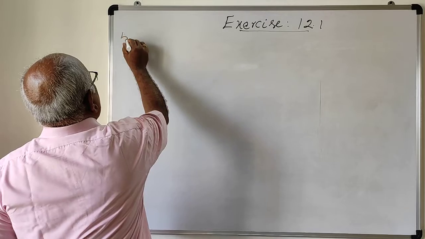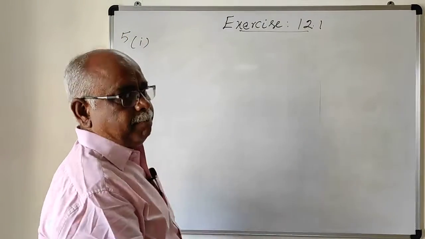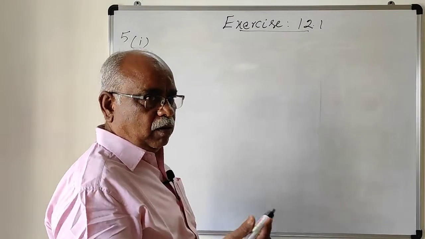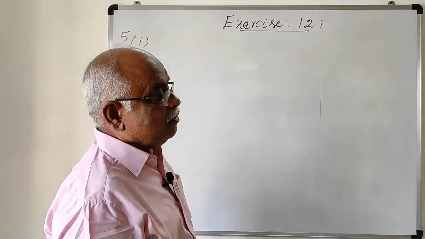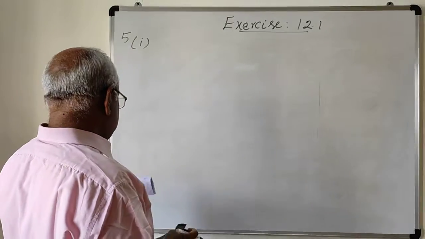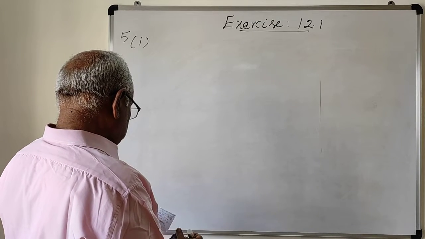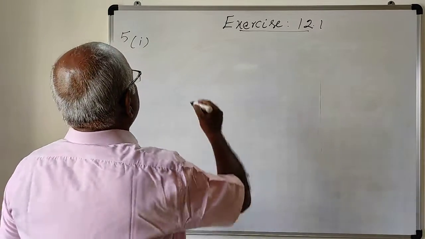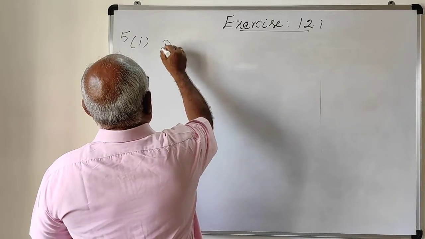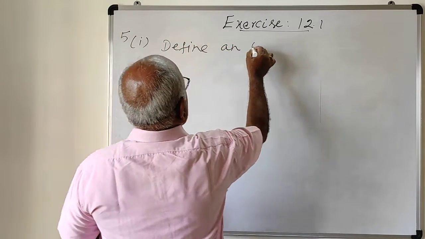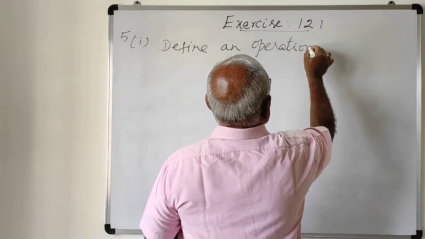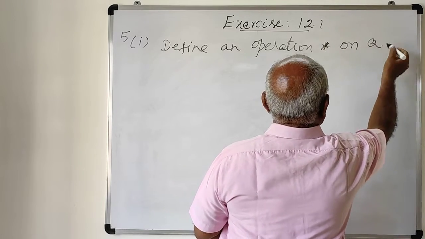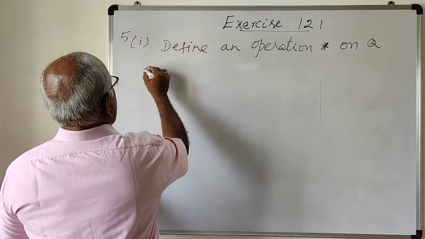That is the fifth problem, first subdivision. Here, a binary operation star is defined on the set of rational numbers Q. Define an operation star on the set of rational numbers Q as follows.